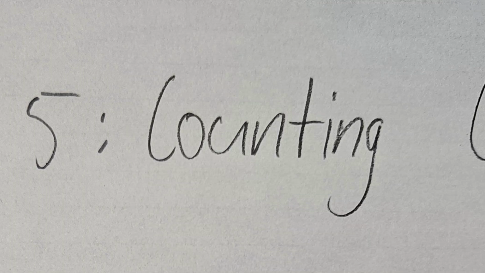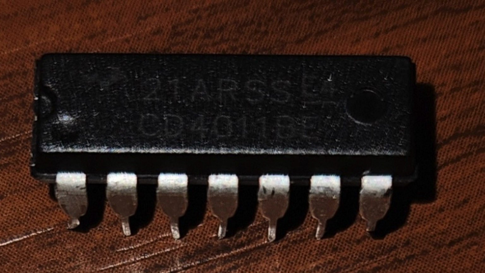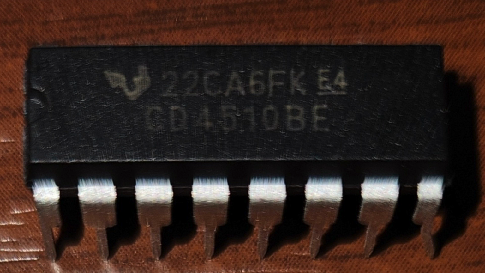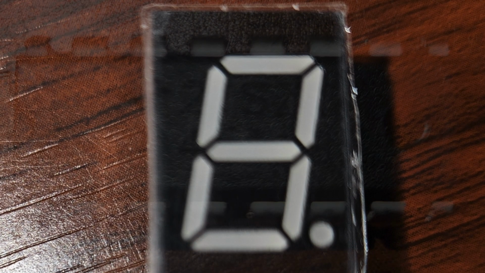Project 1.5 Counting Circuit. This project has 8 stages. The project introduces various chips known as the NAND Gate 4011, Decade Counter, which is the 4017, Binary Counting Decoder, or the BCD, which is the 4510, and finally the decoder, which is the 4511. Furthermore, a 7-segment display was established.